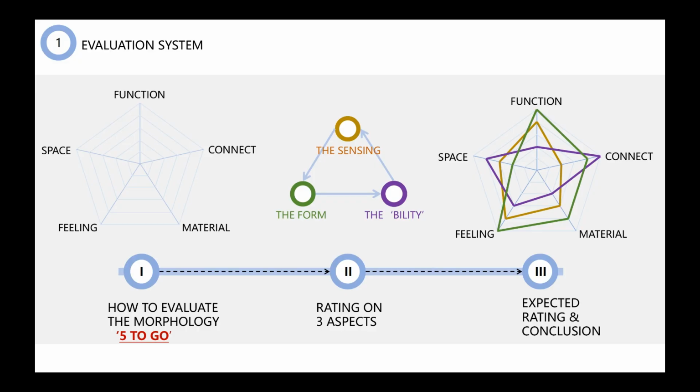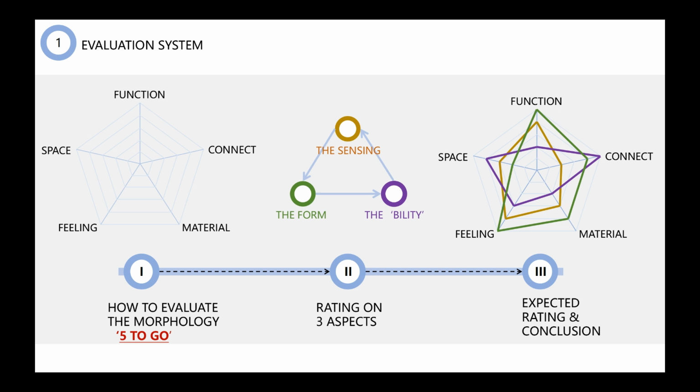Chapter 1, Evaluation System. This section is intended to explain how to set up an evaluation system. It is divided into 3 steps. The method used to investigate urban morphology in this research is called 5GO, which refers to 5 primary elements. They are function, space, connection, feeling, and material. They established an evaluation framework for assessing urban form performance.